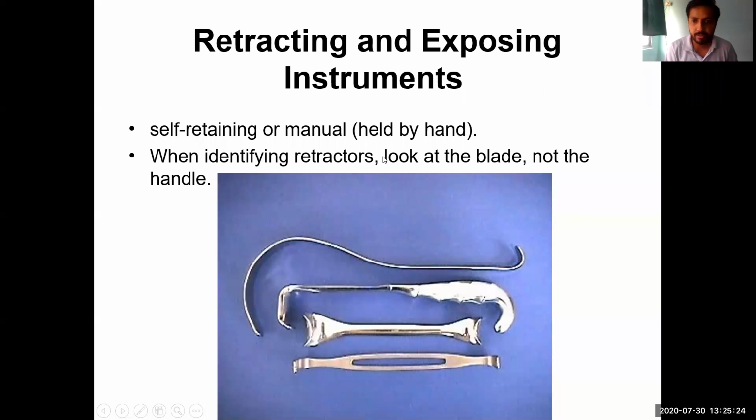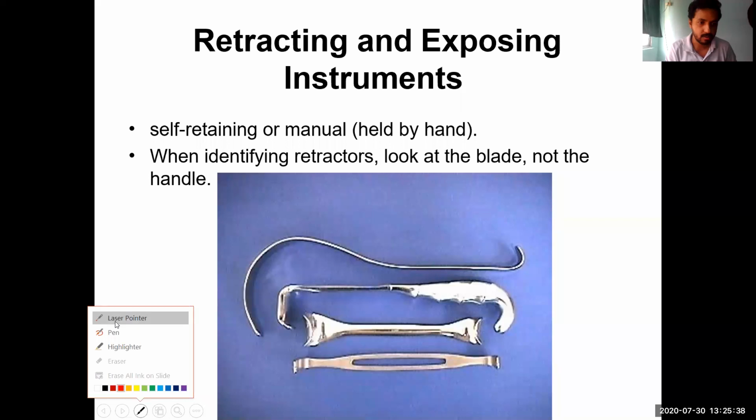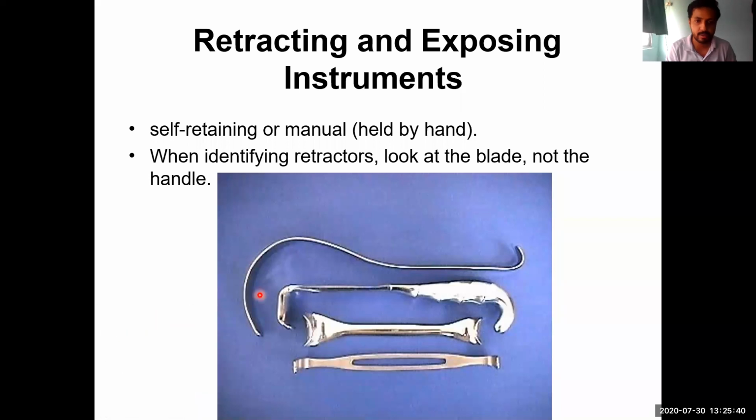To identify a retractor, look at the blade. This is the blade part. This one is the handle or shaft. You can see this blade is curved and the edge is smooth. The blade part is the curve and the edge is smooth.